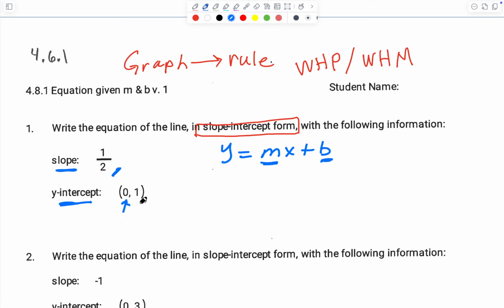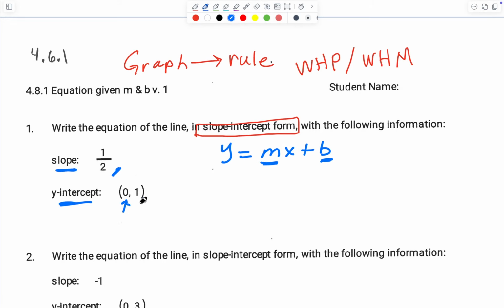So knowing that information, in slope-intercept form, we have the slope, it's 1/2. We're just going to plug that into our equation. So we have y equals slope 1/2 x plus 1. That's the y-intercept. And that right there is our equation. That's what you type in. Let's take a look at another one.